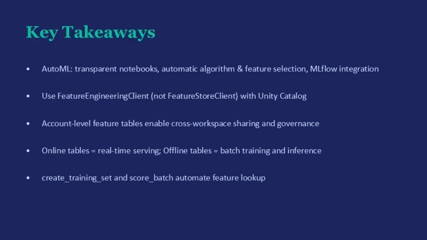Let's lock in the key points from this video. AutoML generates transparent, editable notebooks with automatic algorithm and feature selections. Everything is tracked in MLflow. For the feature store, use FeatureEngineeringClient and not the feature store client with Unity Catalog. This is the single most common trap in exam questions about the feature store. Account level feature tables in Unity Catalog enable cross workspace sharing and centralized governance. Online tables serve real-time inference. Offline tables serve training and batch inference. And createTrainingSet and scoreBatch automate feature lookup using model metadata.